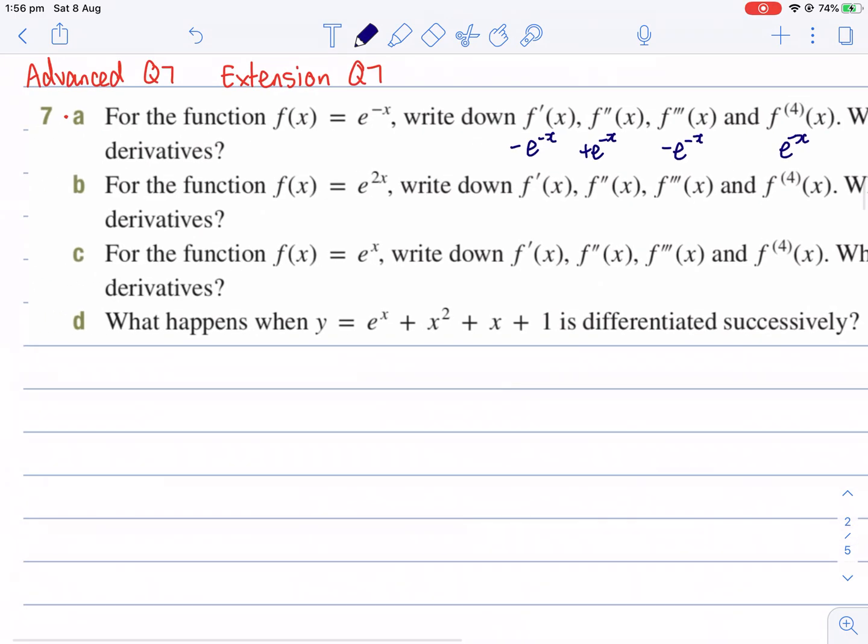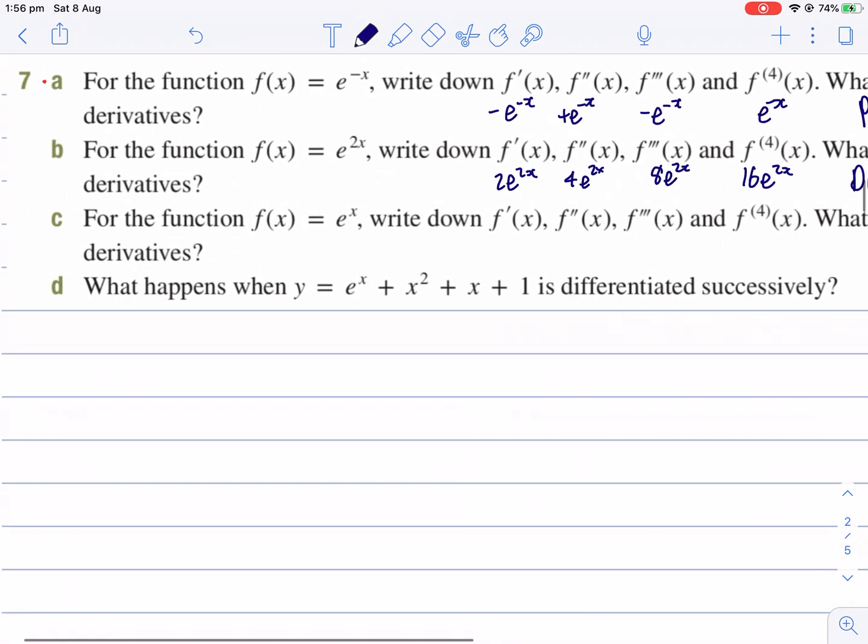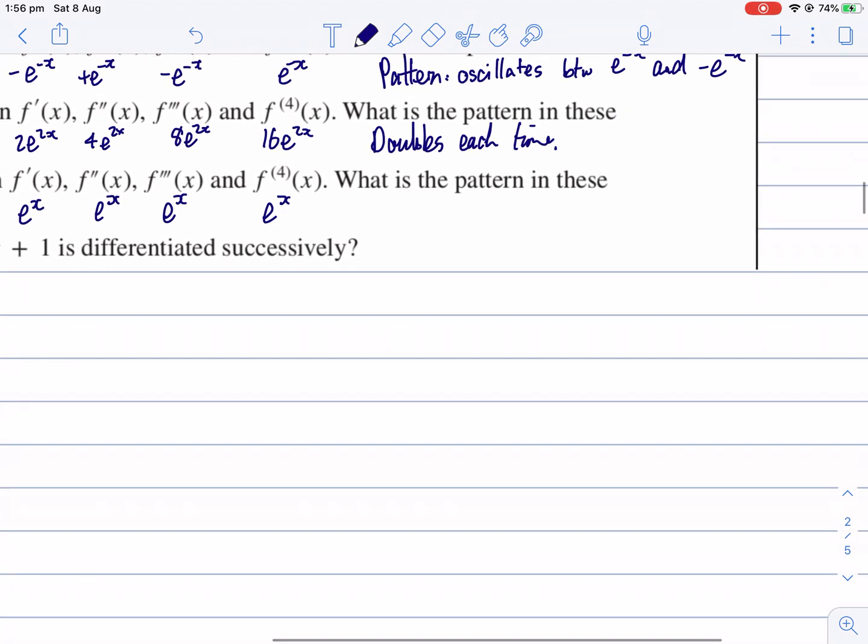Okay, next one. This is going to be 2e to the 2x. We're going to times that by 2 again, so we're going to end up with 4e to the 2x, 8e to the 2x, 16e to the 2x. It doubles each time. E to the x, we've got e to the x, e to the x, and e to the x. Always e to the x.